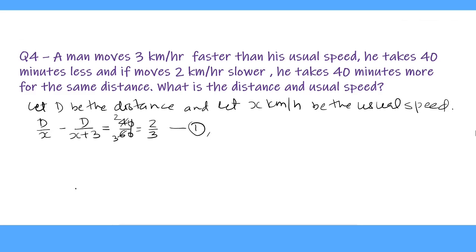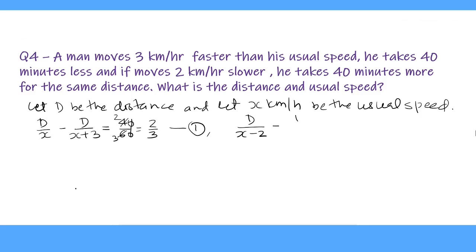And now we go to the second condition. When the speed is lowered by 2 km per hour, the time taken will be 40 minutes more. So we write like this. When the speed is made 2 km per hour less than usual speed, the time will be d upon x minus 2, minus the usual time.